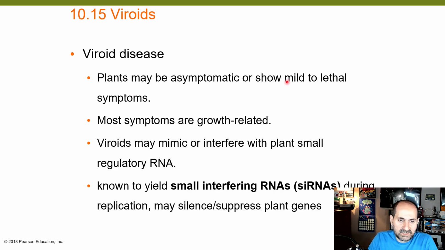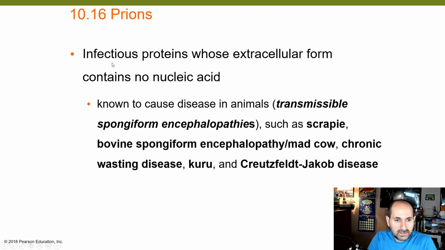Plants may be asymptomatic or show mild to lethal symptoms. Most symptoms are growth related, so usually it's the shape of the leaf or the shape of the plant in general. Viroids may mimic or interfere with plant small regulatory RNA. They're known to yield small interfering RNAs, or siRNAs, during replication, which may silence or suppress plant genes, specifically ones with leaf shape.